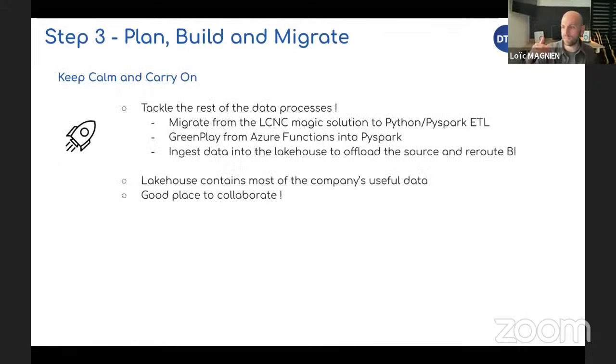And then once you are done with this pilot, and if it's successful, of course, you have only one option: you keep calm and you carry on. You basically tackle the rest of your data processes migration. For us, it was to migrate the low-code, no-code solution plus the green play from Azure Function to PySpark, and ingest the rest of the data from the ERP and CRM to offload the BI. And now the data lakehouse has all the data you need.